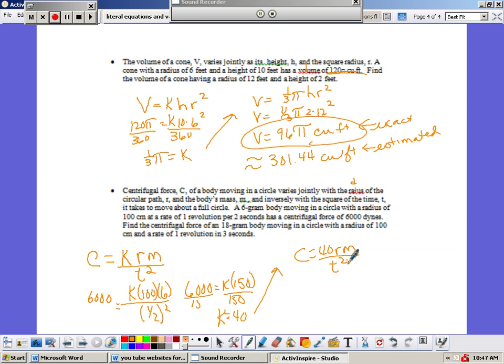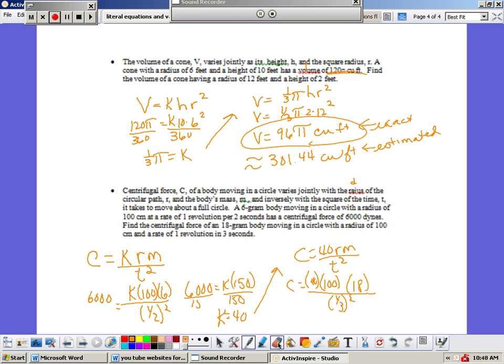Find the force of an 18-gram body moving in a radius of 100 centimeters times my 40, going at 1 revolution every 3 seconds, which is 1/3, and don't forget to square it. So 40 times 100 times 18 divided by 1 divided by 9. Oop, I made a mistake back here.